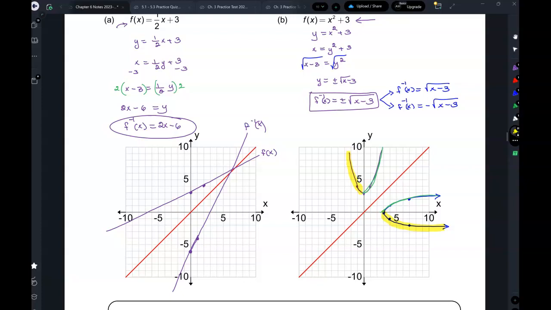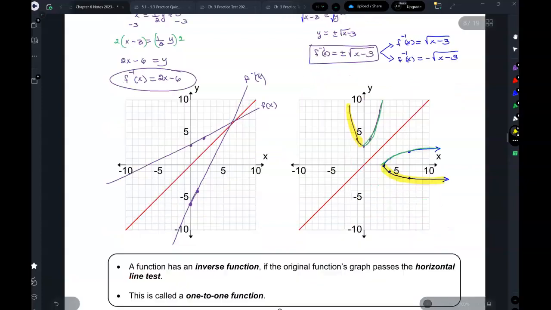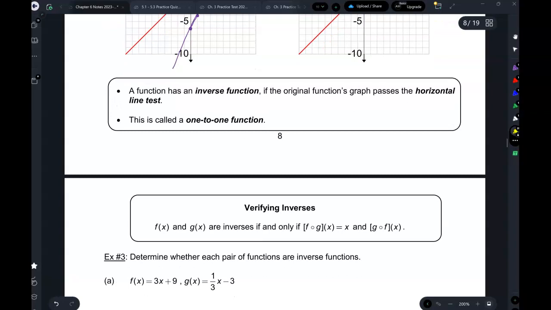Because is the original f of x a function? Yes. Is f inverse a function? No. But if I only take one arm, is it a function? Yes. So that's going to be important later. Okay. So, in fact, it's going to be important right now.